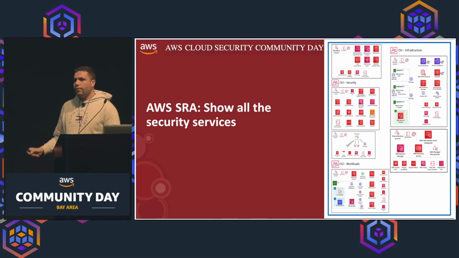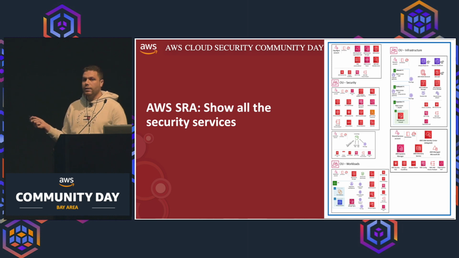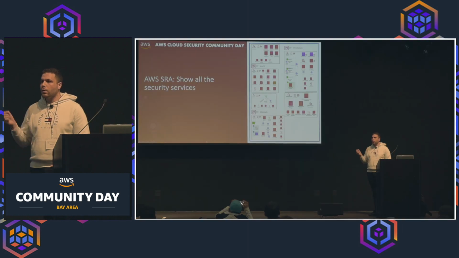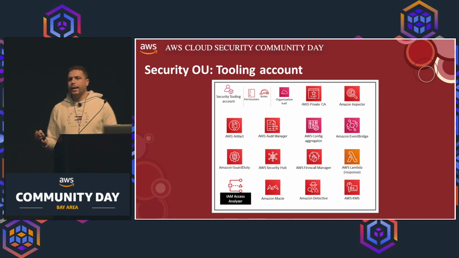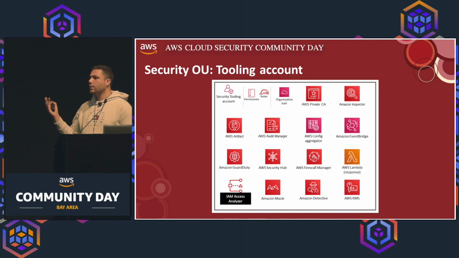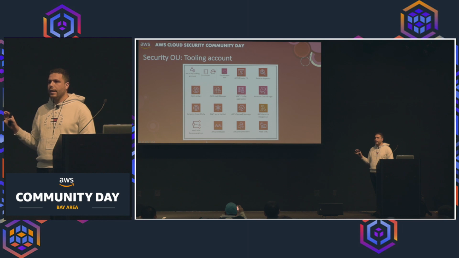So with that, let's dive a little deeper into the SRA architecture itself. As you see, this is a little hard to read. It's tons of services, tons of accounts and OUs. So let's start by account and see what kind of services it has and what the purpose behind it is. Let's start with the security tooling account, which is one of the accounts provisioned as part of the security OU. This account is meant to operate your security services, monitor your AWS accounts, while also being able to automate security incidents and their responses.